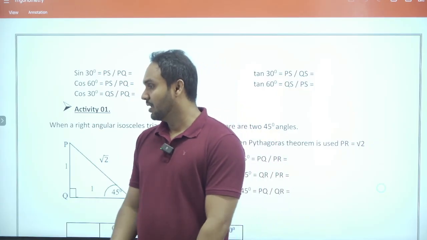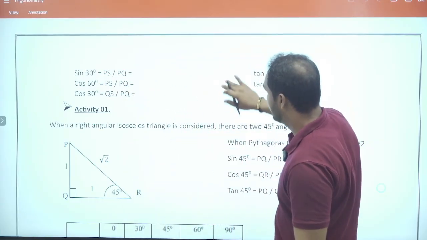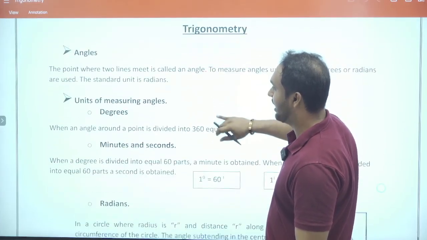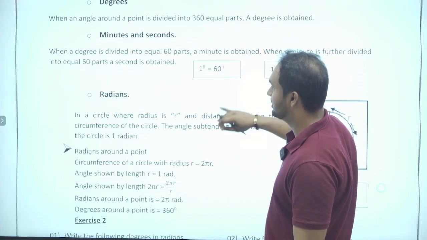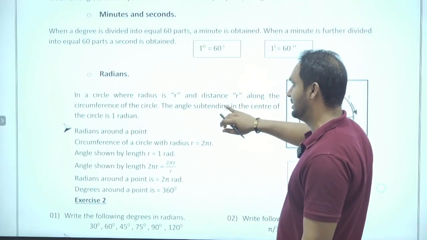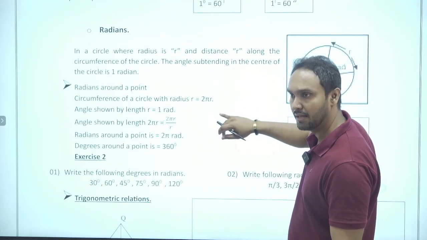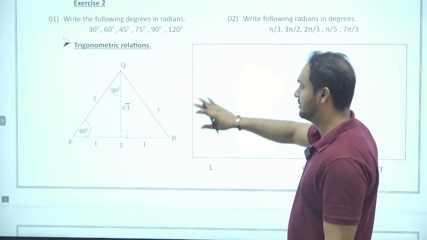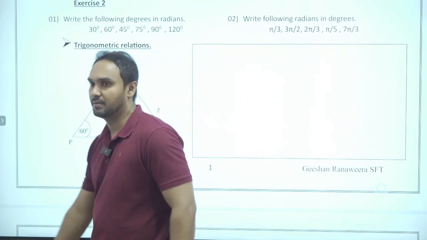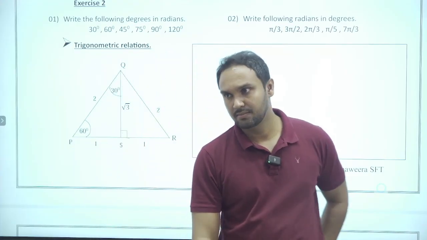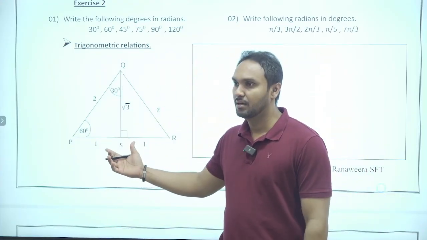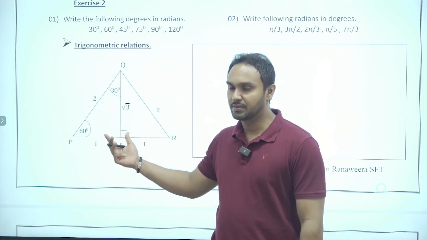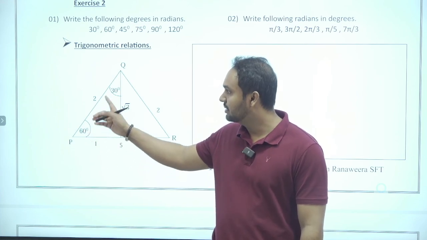Right, so I'll give you a quick recap. We discussed angles, degrees, minutes and seconds, then radians. These things we have already discussed, under area and volume as well, radians. And this is one of the main parts we discussed. Using this triangle, we can find the trigonometric values of sin, cos, tan for 60 degrees and 30 degrees.